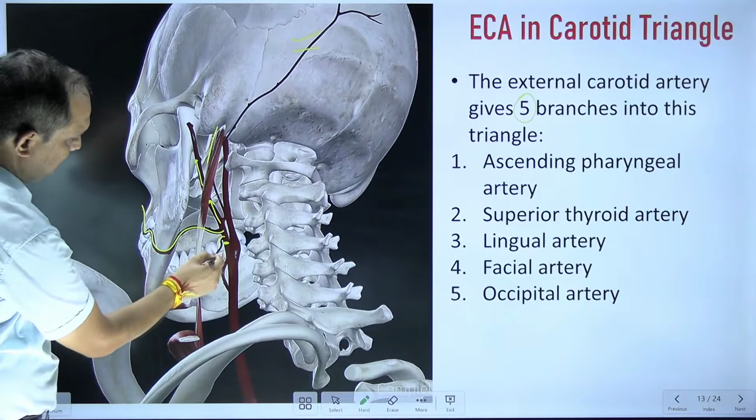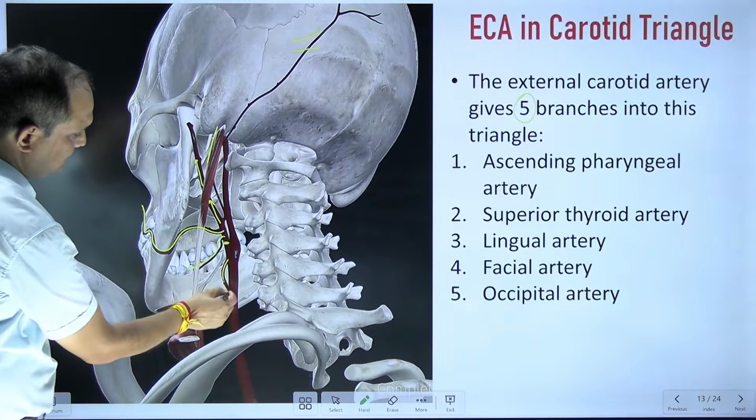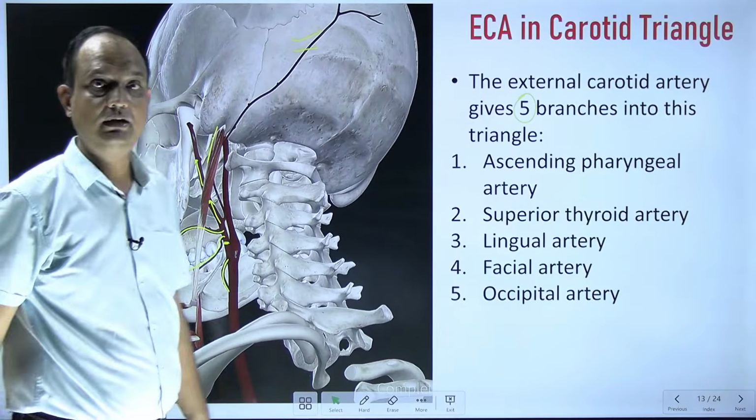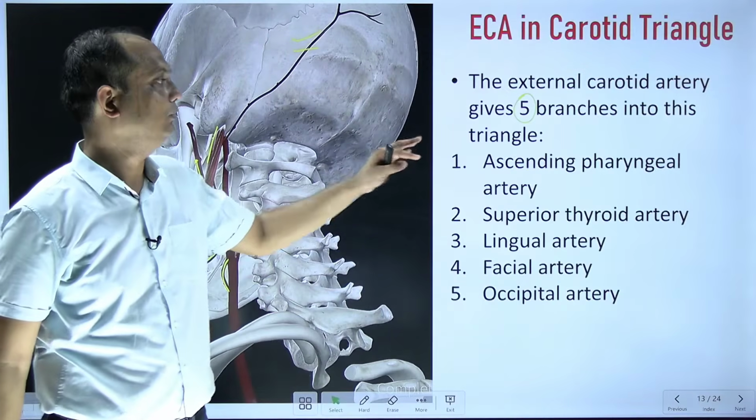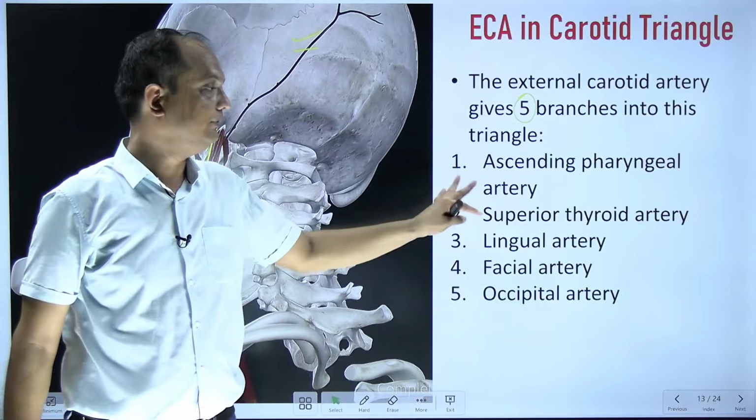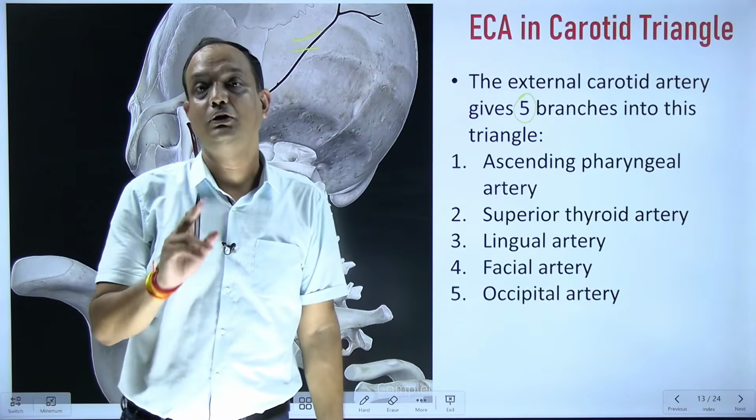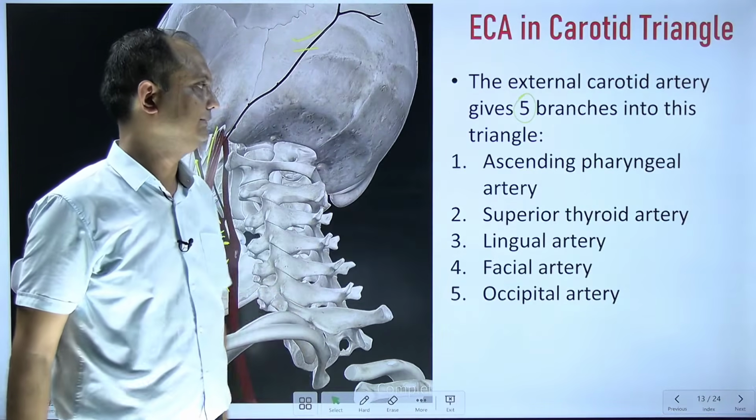Now this is the lingual artery which is going towards the tongue. This is your ascending pharyngeal artery. So you will find that out of the 8 arteries, the 5 arise in the carotid triangle, which is a question of your exam.